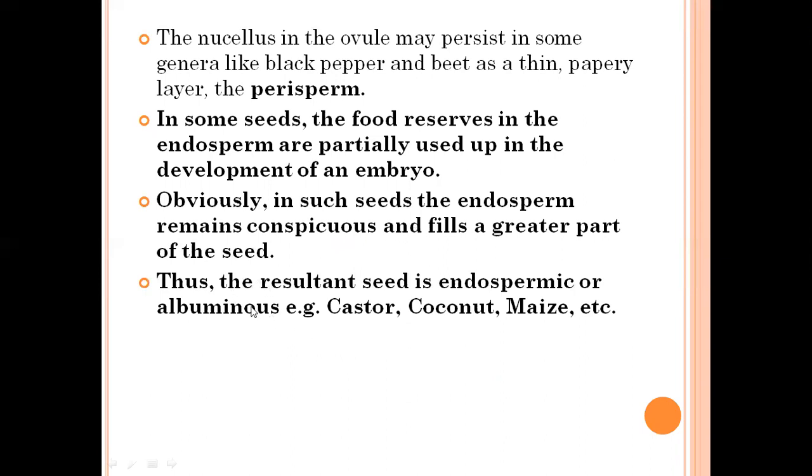Thus the resultant seed is endospermic or albuminous. In short, the seeds in which endosperm remains after maturity are called endospermic or albuminous seeds. For example, seeds of castor, coconut, maize, etc. Okay.